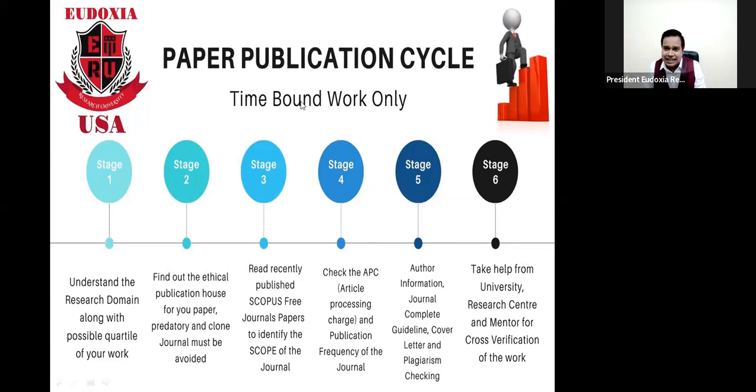And stage 6 is, of course, you have to take help from the university, maybe the research center, maybe your mentor, for cross-verification, maybe the grammar, maybe the tense, maybe the vocabulary, they will take it and support it. Okay, so you can have the support from the university or another mentor.